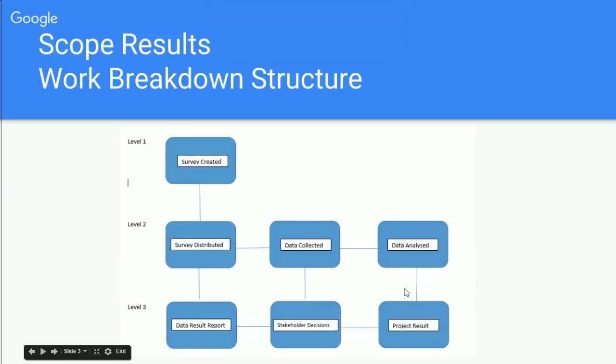First of all, our work breakdown structure. Level 1 is where we create the actual survey, came up with the questions and decided what it was that we wanted to focus on. And then in level 2 is where we actually distribute the survey and have people give us their feedback. We collect that data. The data is then analyzed. And then in level 3, we produce the data reports and present that data and the analysis to the stakeholders, and the decision is made, and then we get the results of the project.